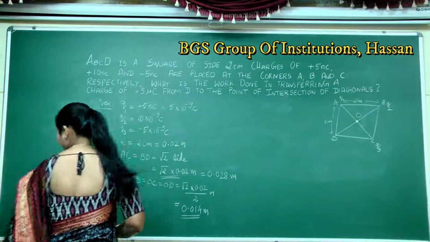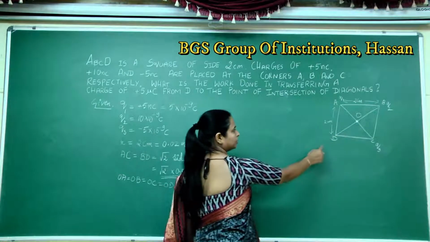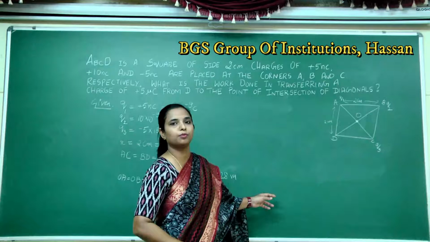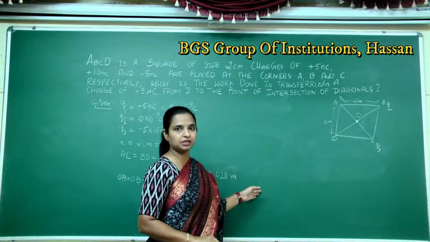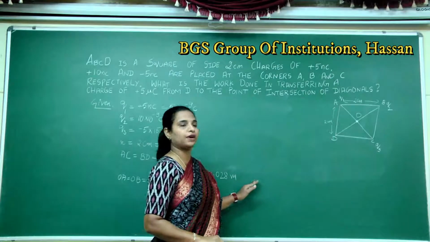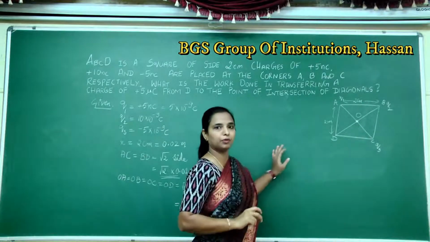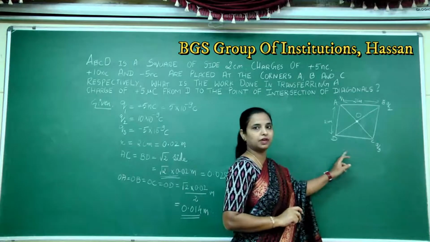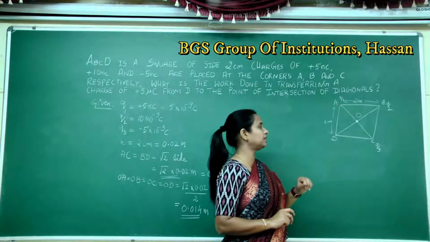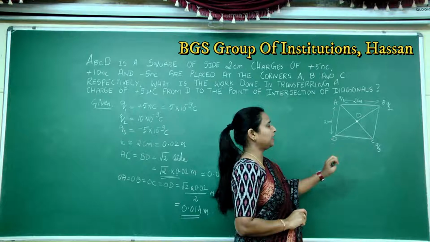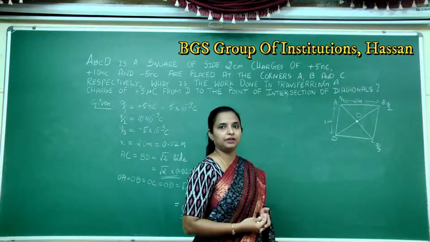Next step is to calculate the potential at O and potential at D, because in order to move a charge from one point to another point, there should be a potential difference. So to calculate the potential difference, first we will find out the potential at two different points, that is O and D, because we are moving the charge from D to O. That is why we should first know what is the potential at D and then at O, isn't it? Now after calculating VO and VD, we have to subtract it to get the potential difference.